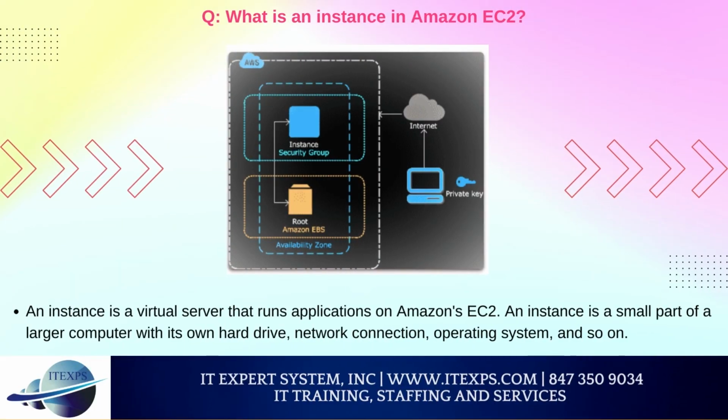What is an instance in Amazon EC2? An instance is a virtual server that runs applications on Amazon's EC2. An instance is a small part of a larger computer with its own hard drive, network connection, operating system, and so on. On a single physical machine, you may have several small computers, which are referred to as instances. This instance is backed by Amazon EBS, meaning that the root volume is an EBS volume. You can either pick your own availability zone or let Amazon EC2 choose one for you. When you launch your instance, you can secure it by defining a key pair and security group. When you connect to your instance, you should provide the private key of the key pair that you defined while launching your instance.